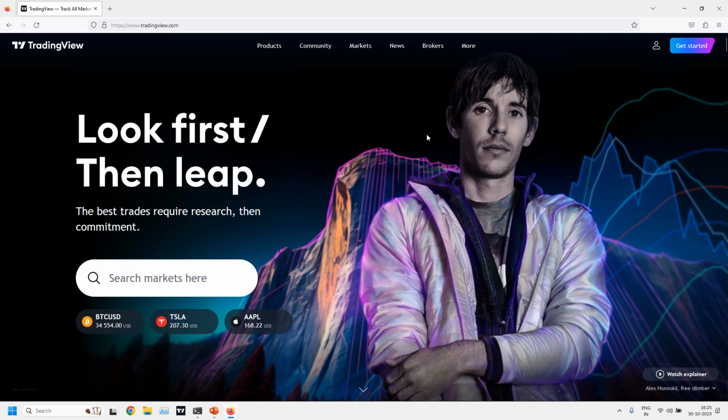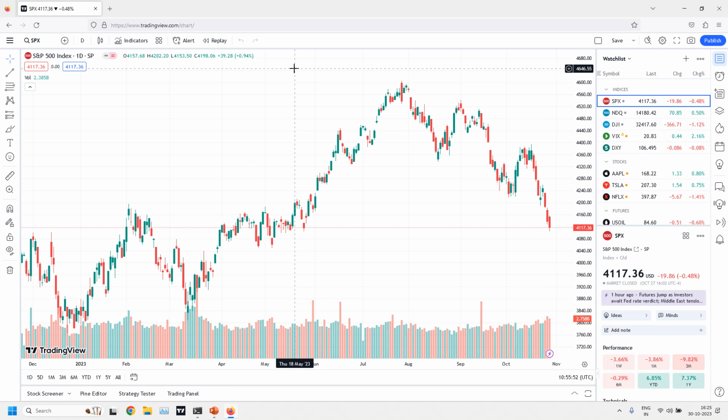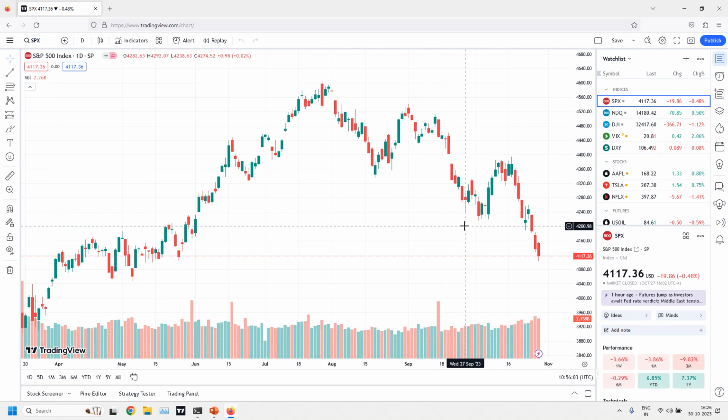When you type tradingview.com, you will get this page, and look at the first menu, products. There you have an option called super charts. Click on this super charts. It will display all the charts. For all the stock markets, you can access the majority of the stock markets in the world from here. Mostly the live data is also given in the free version. By default, it is showing you some US stocks.